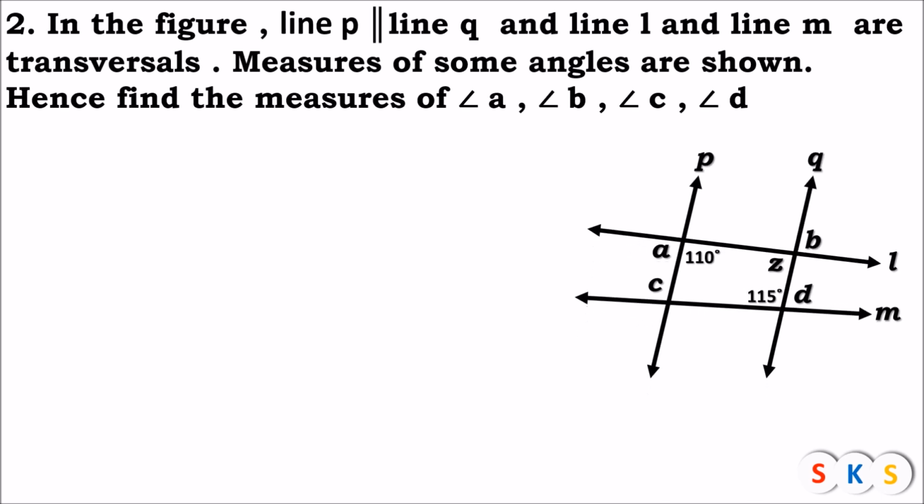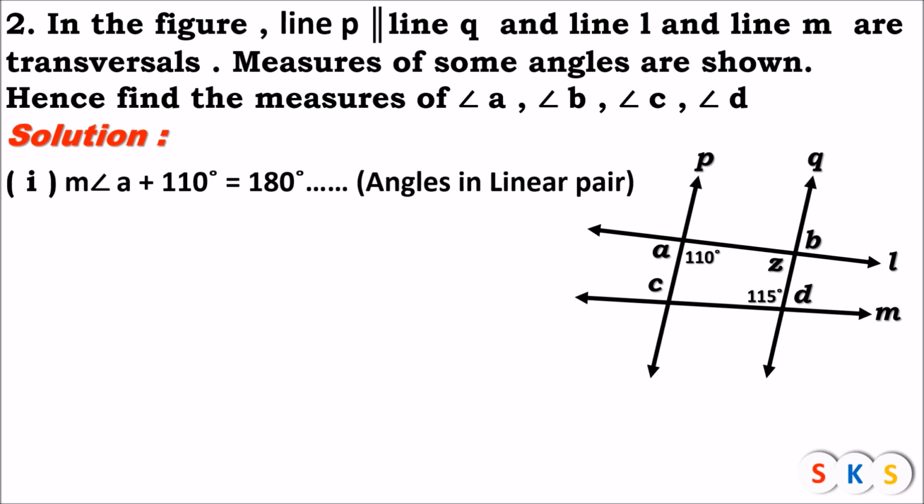Now here we have question number 2. In the figure, line P is parallel to line Q and line L and line M are transversals. Measures of some angles are shown. Hence find the measures of angle A, angle B, angle C and angle D. Let's start the solution.